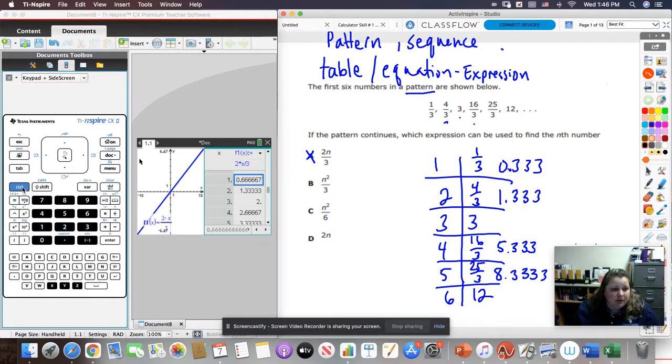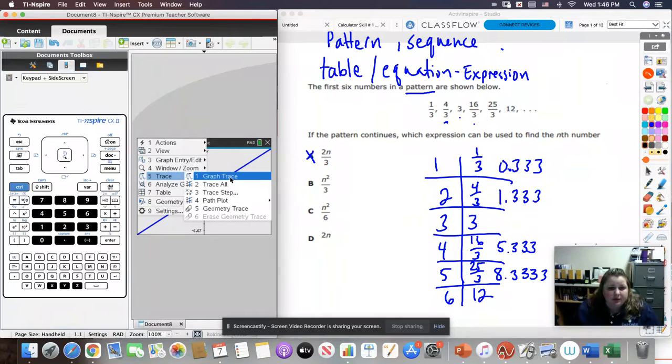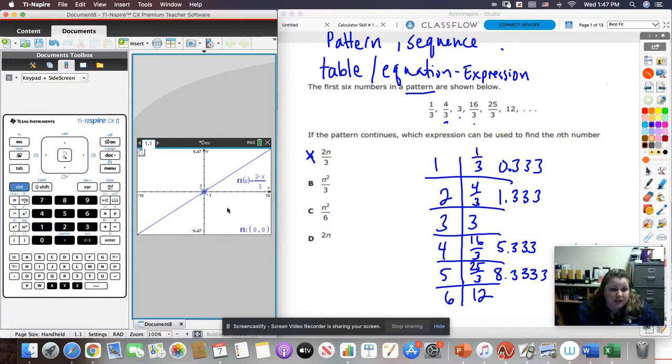Now, I'm going to hit Control T, take off the table. There's another method which I really want you to learn: Menu, Trace, and Graph Trace. Anytime I ask for the y-intercept, Menu, Trace, Graph Trace will give you the y-intercept. So if this problem is giving you this equation and said, what's the y-intercept? It's right there. Now, I want to know what's happening at 1. I just click 1 on my screen, enter, and the output is 0.66. I can see that's not correct.